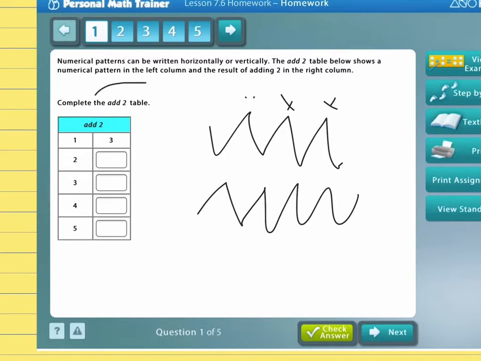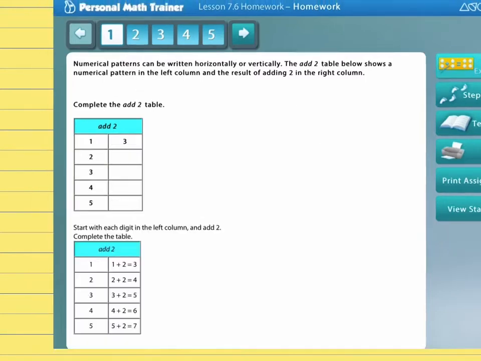So complete the table. It's an add to rule. So this is pretty simple. You're just adding 2 each time here. So it's 4, 5, 6, 7, like that. And it shows us in the Think Central view example. It's exactly what you do. You just add 2 to each number.